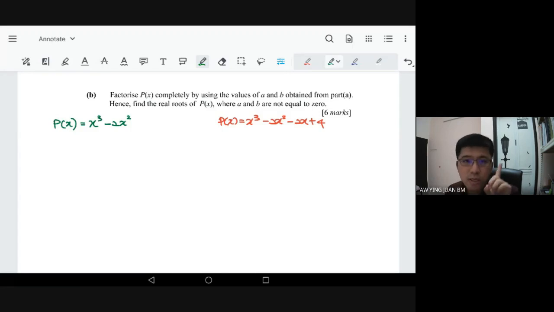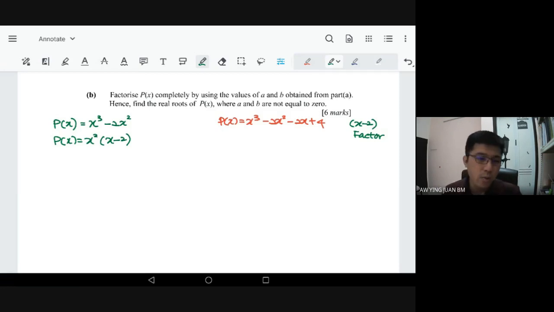Then refer to the question in the first part. They mentioned that it has a factor, and the factor is x minus 2. So if you still remember, x minus 2 is a factor. Kindly continue. We have to factorize completely. For the first case, we can factor out x squared, so we will have x squared times x minus 2. So I can say the left-hand side is already complete.